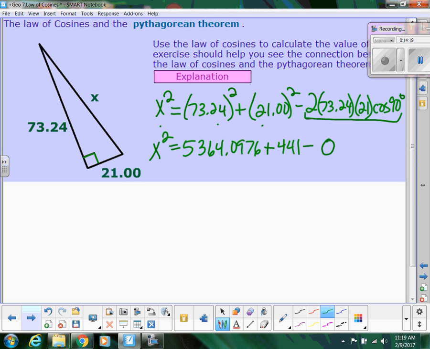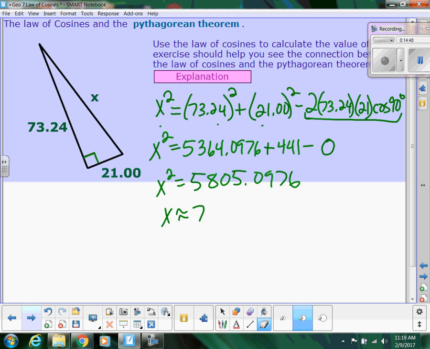All right, so then, yeah, you can just add those two numbers together, which gives me this number. And then take the square root. So 76.2.